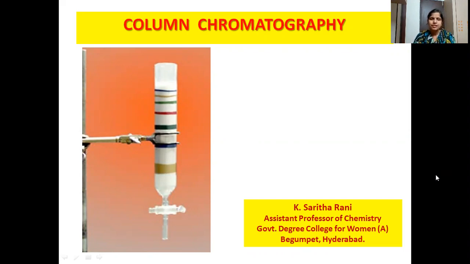The previous methods, that is TLC and paper, were planar chromatography because the separation was done only on the plane of the paper, or on the plane of the glass plate. Now what about column chromatography? Here the separation will take place in the column. As you can see in the picture, this is the column where the separation of the mixture will take place. So let us go into detail with this topic.